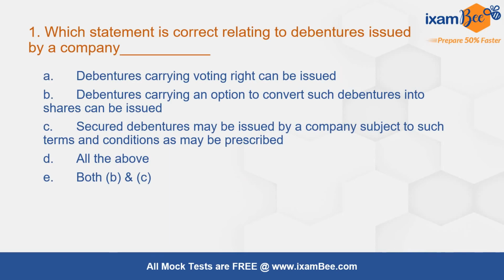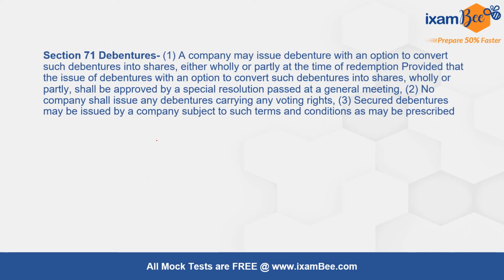So starting with the first question of today's video, which statement is correct relating to debentures issued by a company? The correct answer is both B and C. Debentures carrying an option to convert such debentures into shares can be issued, and secured debentures may be issued by a company subject to such terms and conditions as may be prescribed. This is given under section number 71, which talks about debentures.